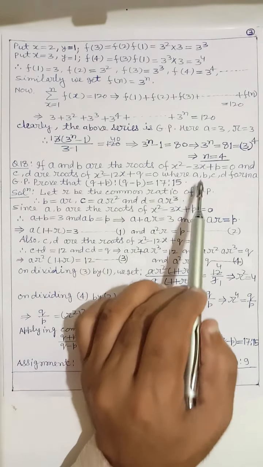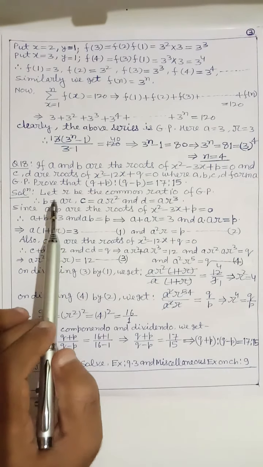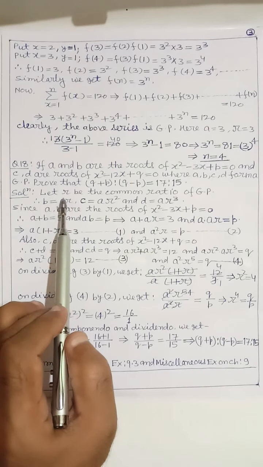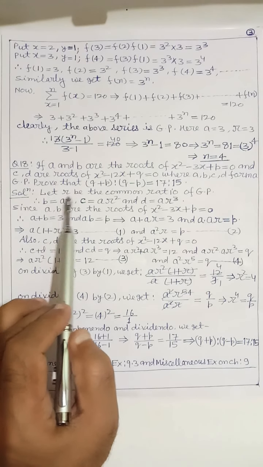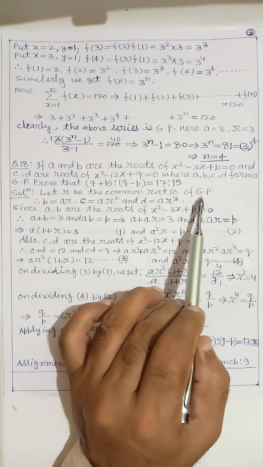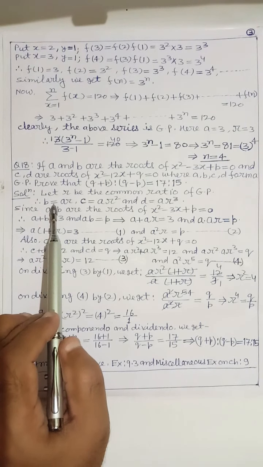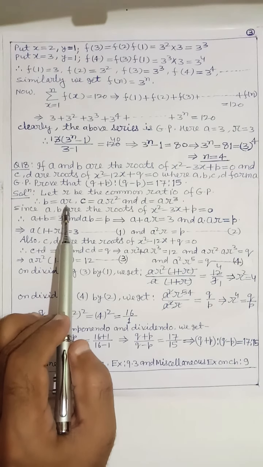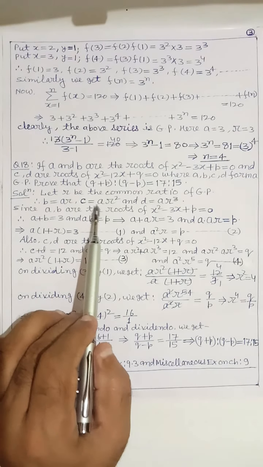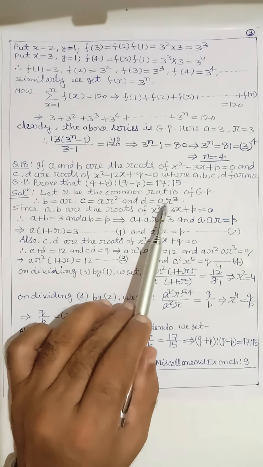Dear students, here a, b, c and d form a GP. So we suppose that first term is a and r be the common ratio of the GP. So what will be the second term? That is b will be equal to ar. c equal to ar square. d equal to ar cube.